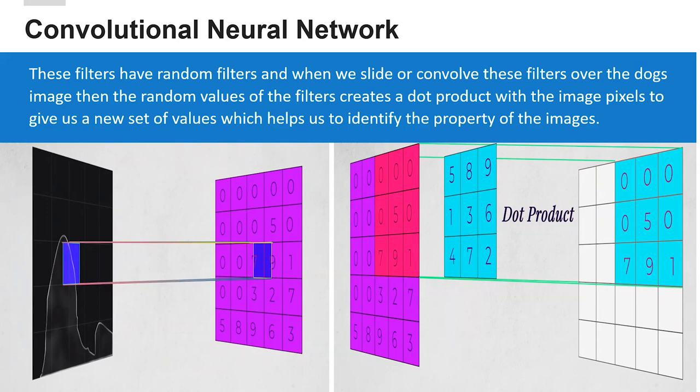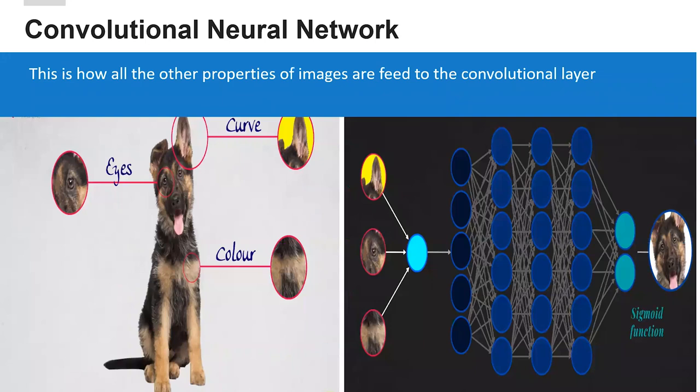Because it has been fed with thousands and thousands of training data in the background, right? So all these dot products actually work hand in hand with the training it has gone through over the years or over a period of time. Now, this is how the other properties of images are fed to the convolutional layer.